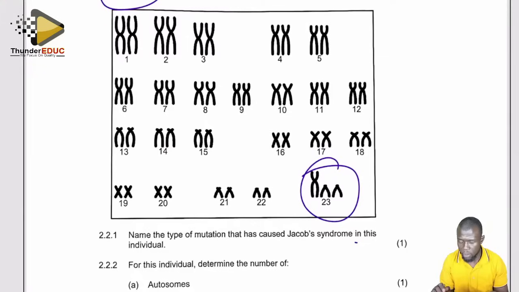I see here chromosome number 23. Is this a male or a female? It's a male. Why? Because I have X and 2 Y. But anyway, I'm not going to talk about that too much. I'm just answering a question which they asked.